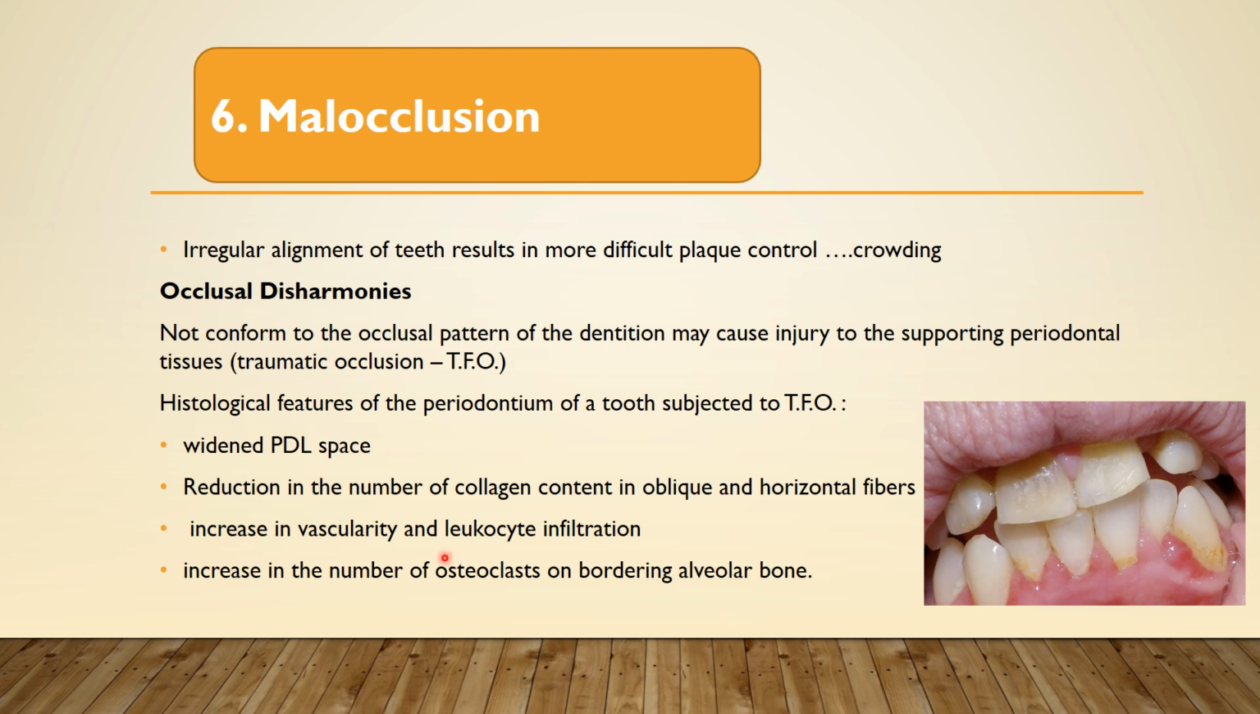When you talk about histological factors, there can be widening of the periodontal ligament space, reduction in the collagen content of oblique and horizontal fibers, increase in vascularity and leukocyte infiltration, and an increase in the number of osteoclasts on the bordering alveolar bone. Trauma from occlusion itself will not cause periodontitis, but it can aggravate the present situation. So if the patient has gingivitis, trauma from occlusion can aggravate it to periodontitis.